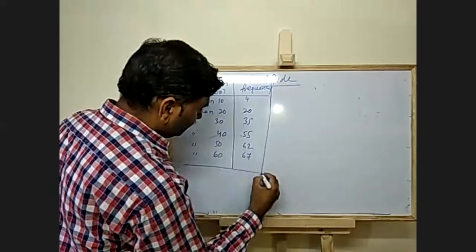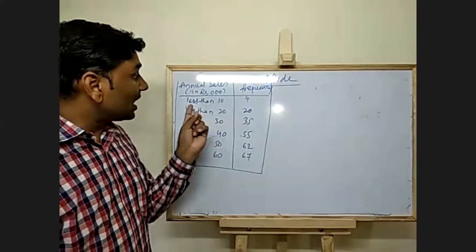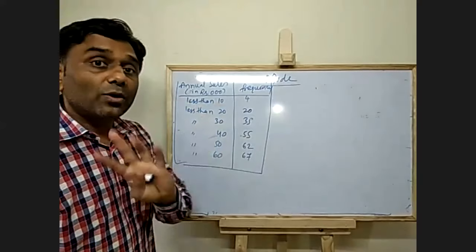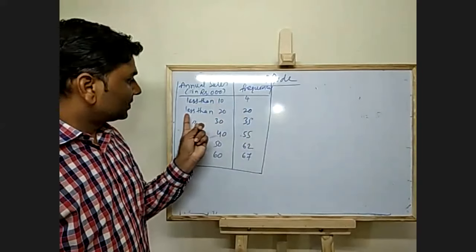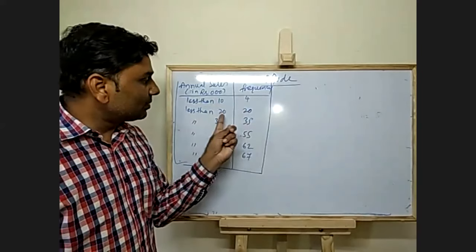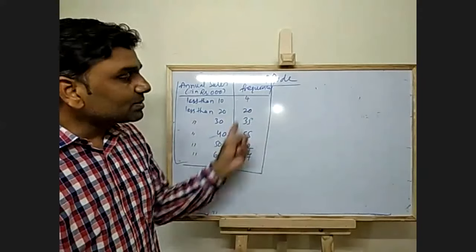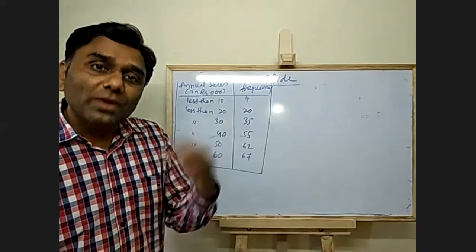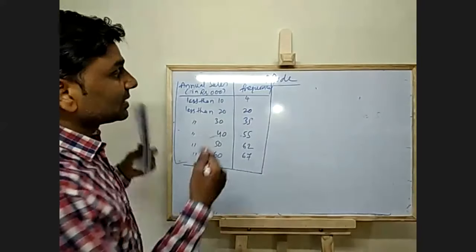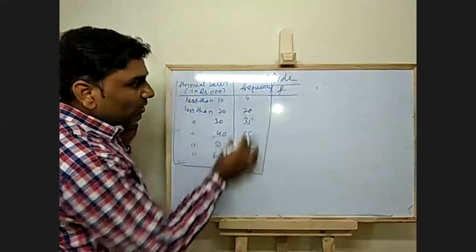See this. They have not given class intervals 0 to 10, 10 to 20. What they have given is less than 10, 4. Less than 20, 20. It means less than 20 includes this less than 10 also. So what is this basically? This is cumulative frequency. We have to convert it into frequency.